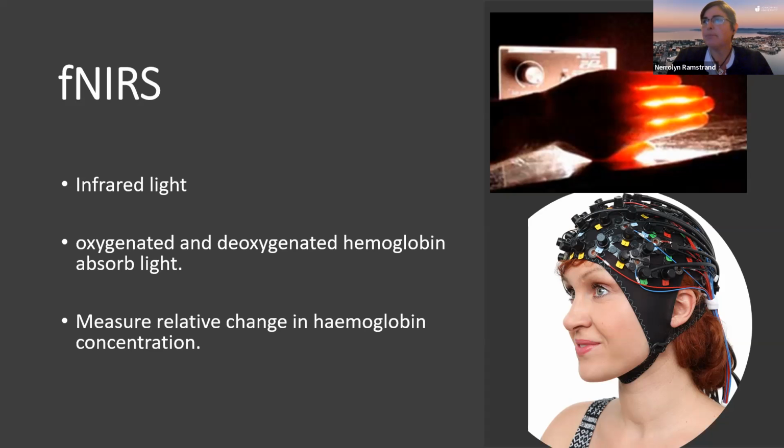Basically, you can see on the picture to the right here, the lady with all of the probes fitted onto the cap. There are two different types of probes in this cap, one that emits infrared light and the other that absorbs it. So we have a signal that emits light and a signal that picks up the light that's bounced back. And what we know is that when we shine infrared light into the skin, it's absorbed by oxygenated and deoxygenated hemoglobin. So we can measure how much light is bouncing back and how much is absorbed.